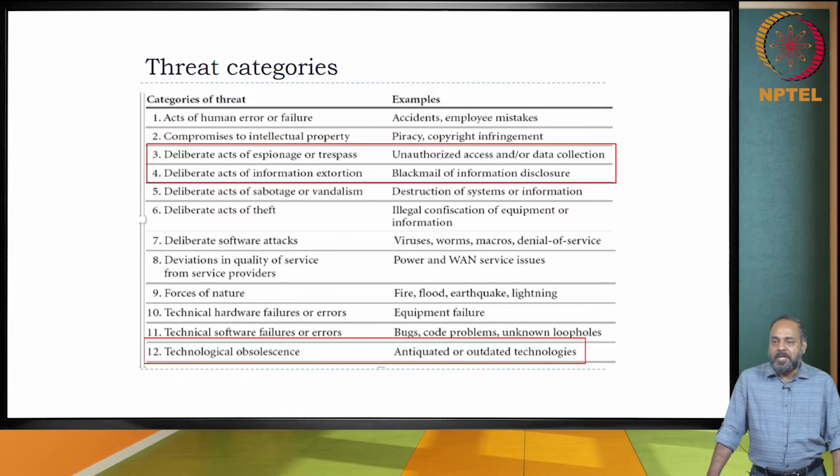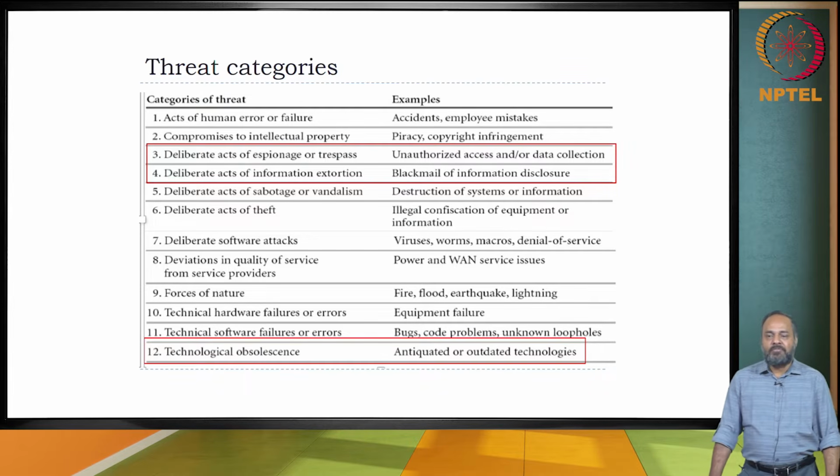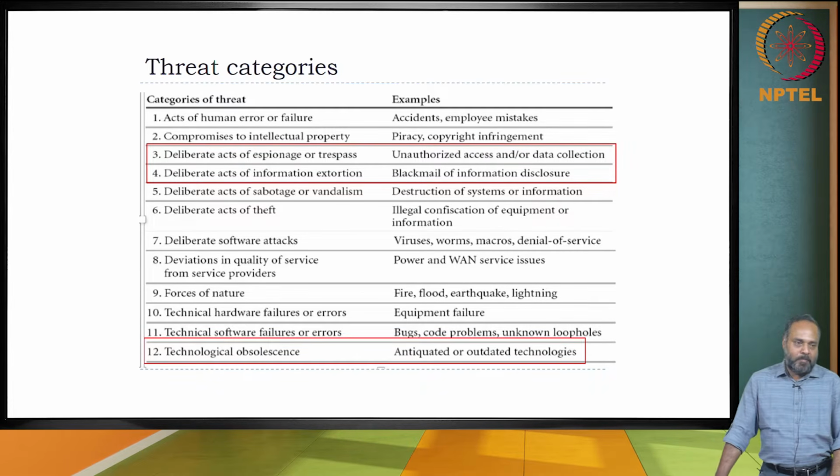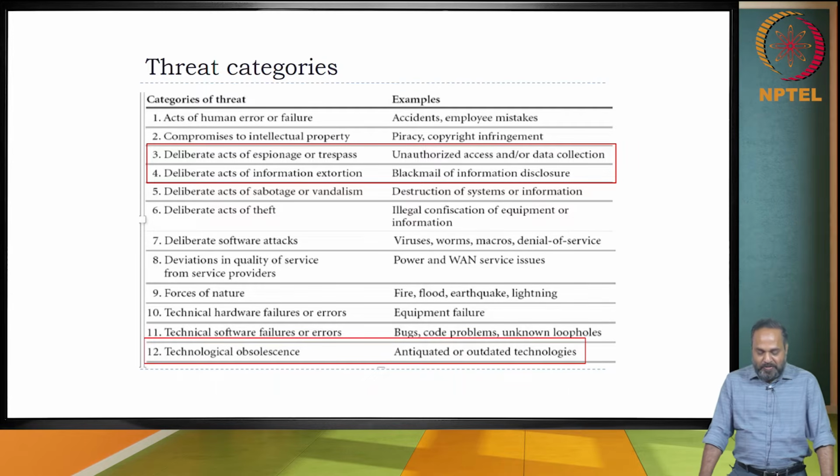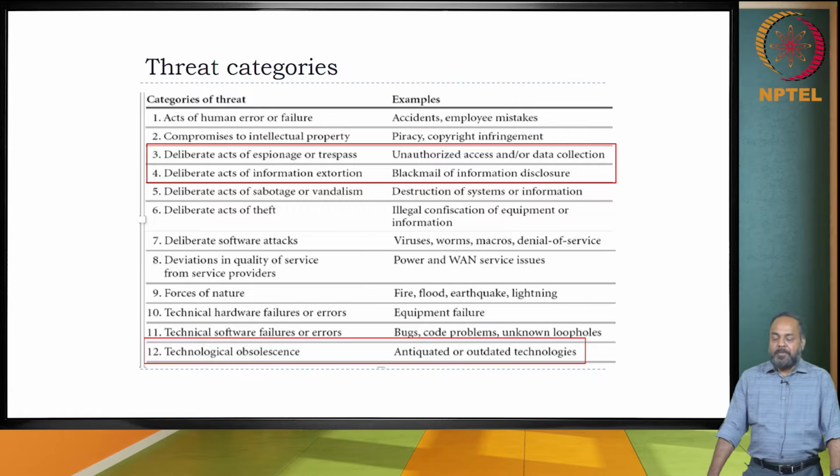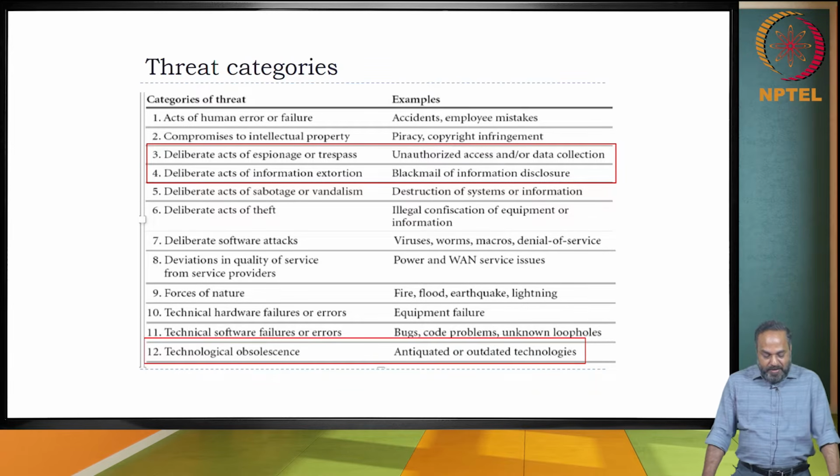Why there is product segmentation in marketing, or why there is customer segmentation? You can't actually create product for each individual. You create generally product for customer segments. So, therefore, segmentation or classification is the way to deal with complexity. And here you can see again threats can fall into say 12 categories, 12 classes. So, they are acts of human error or failure, compromises to intellectual property, deliberate acts of espionage or trespasses.